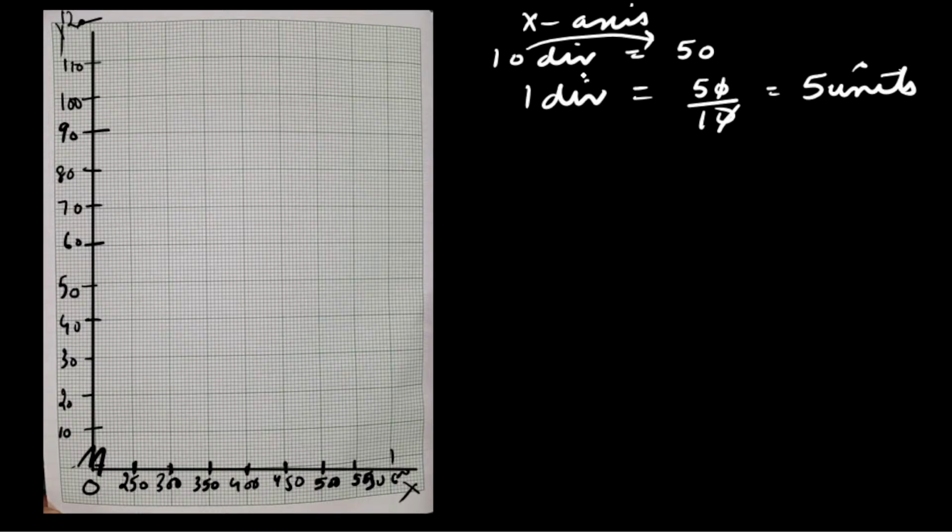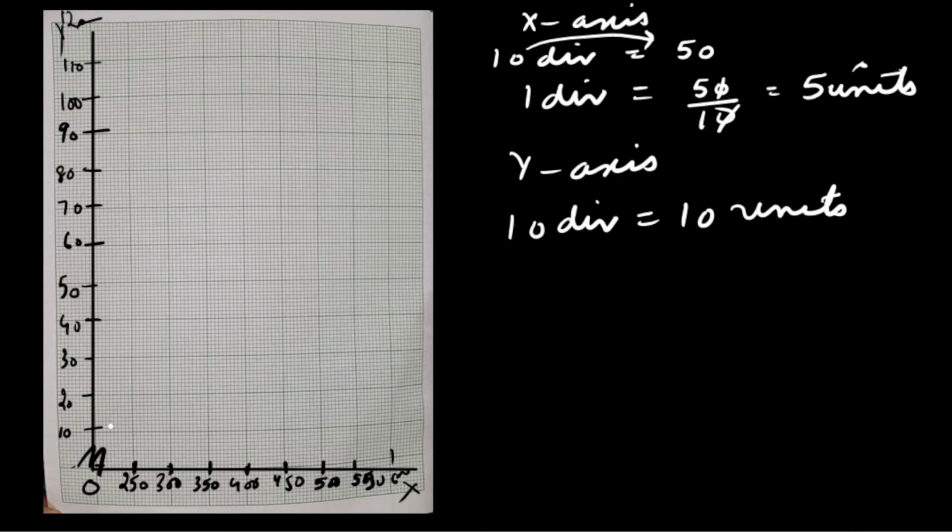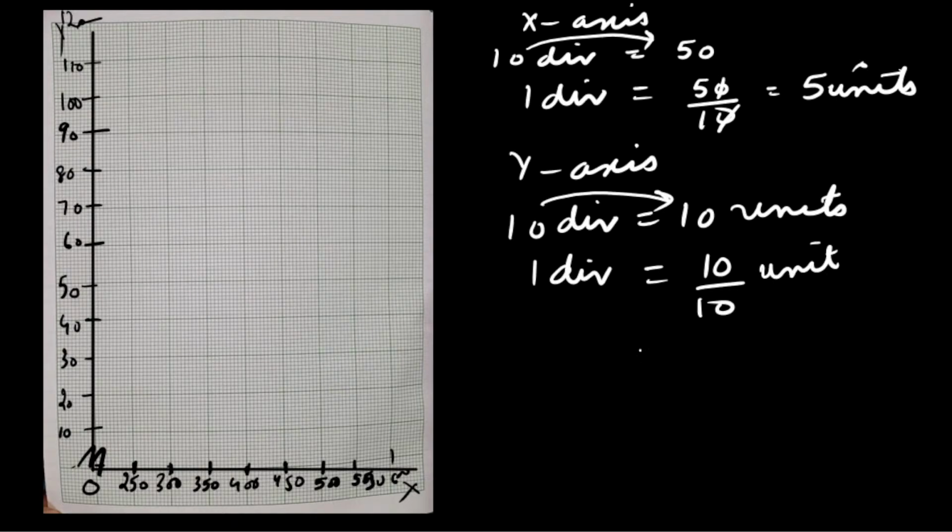Then along x-axis we have already written. So along y-axis, 10 divisions is equal to 10 units. So it's 10 to 20, 20 to 30. So 10 divisions making 10 units. So 1 division is equal to 10 by 10, because when we shift this 10 to the other side it gets divided. So 10 by 10 means 1 unit. So graph scale I have written. Always you have to write it. This is a compulsory thing. And now we are just going to plot the points which we have already written.